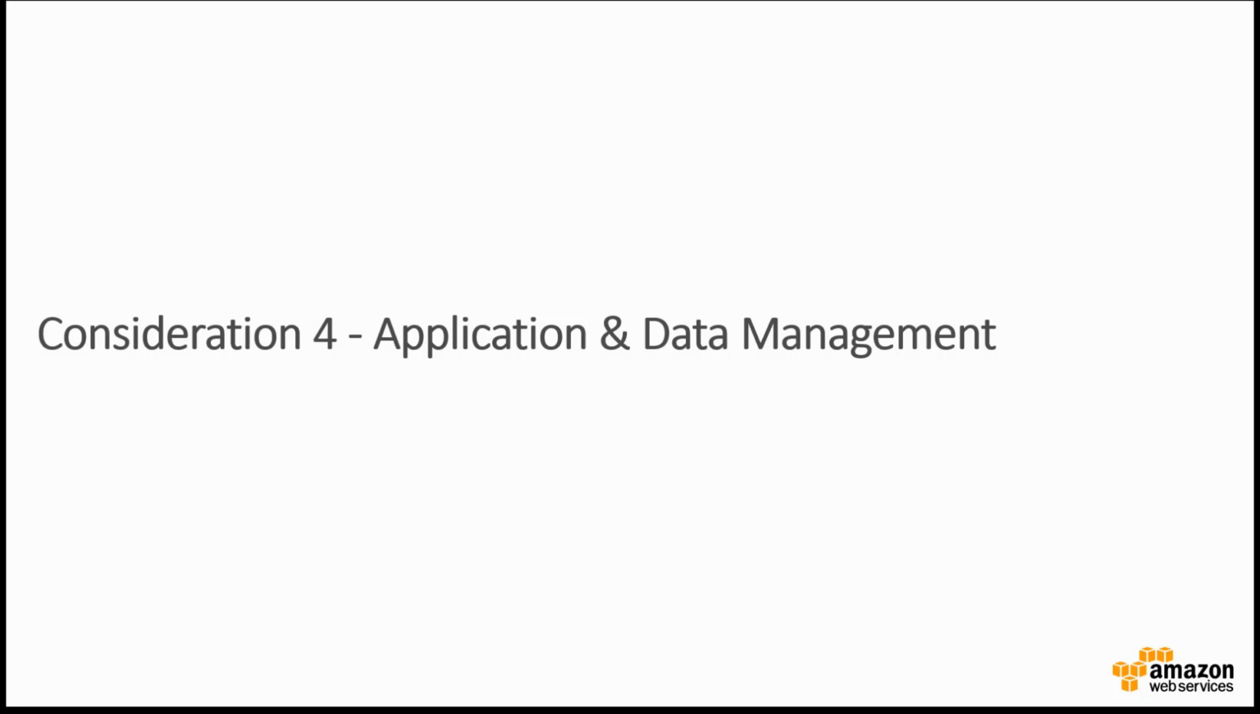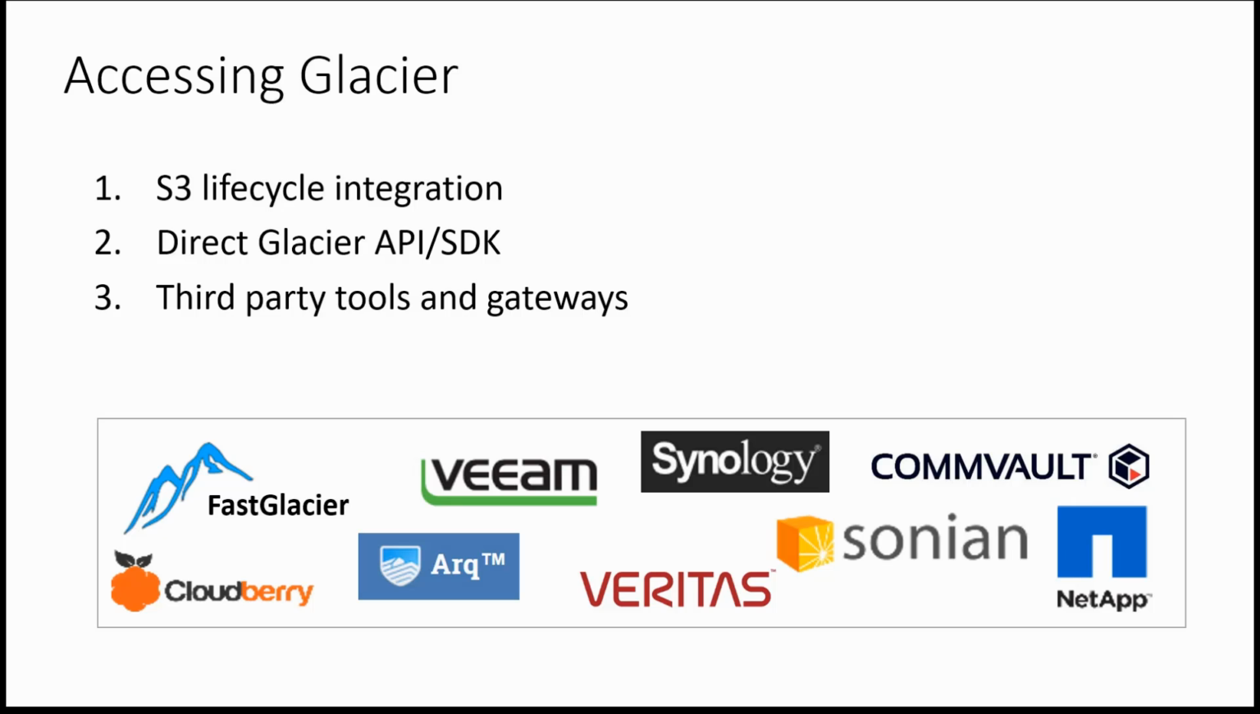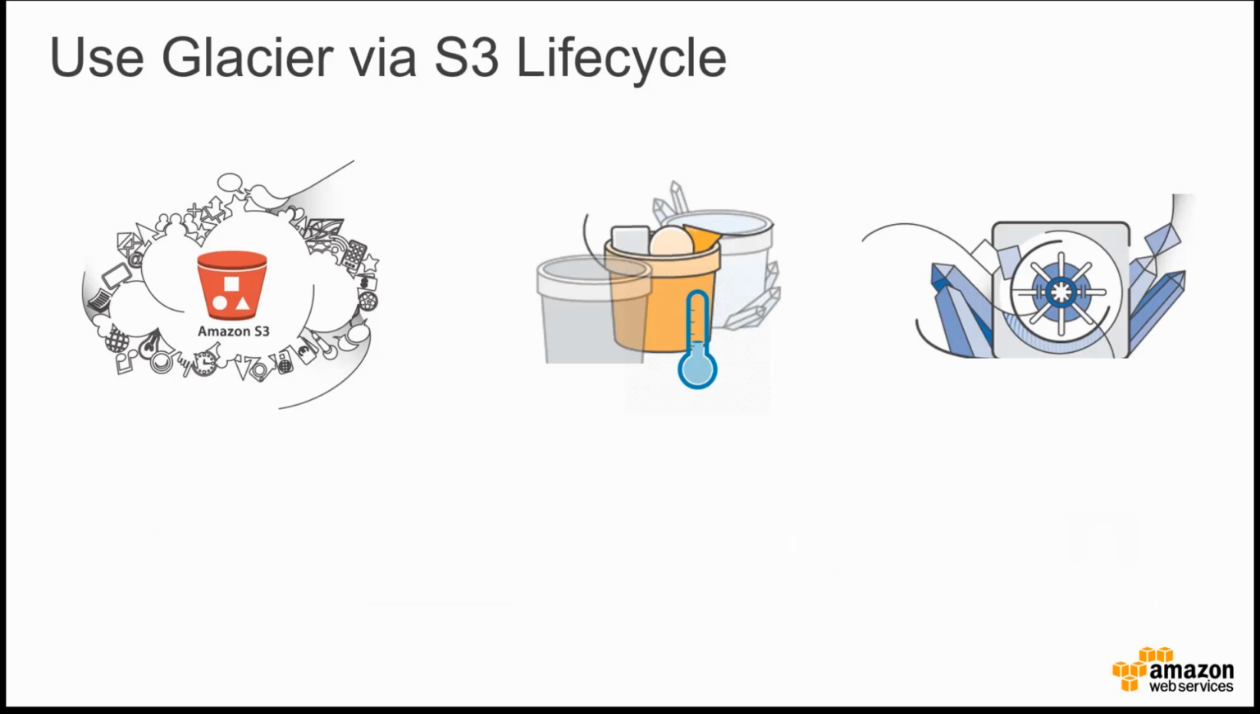So that's access. Next thing I want to talk about is application and data management. So how do you get data in? Directly via the S3 API, or there are a host of third-party options available for S3 as well. One way that you can get into Glacier from S3 is via the lifecycle integration that we talked about. A second is we actually offer a direct API and SDK for Glacier that we'll walk through in a minute. And thirdly, there are also third-party tools and gateways that you can use to tier to Glacier for your archive tier. I'll walk through each one of these in turn.